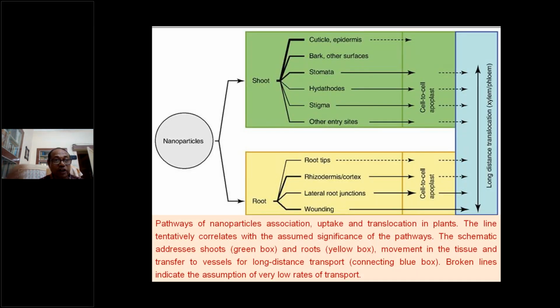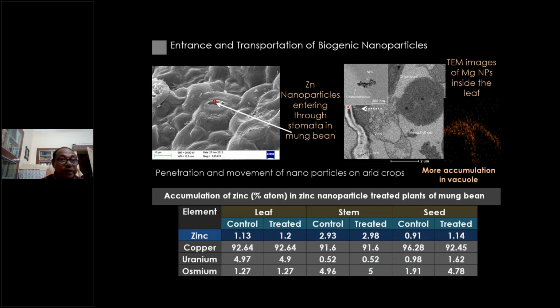When we are applying nanoparticles to plants, they can enter the plant through the cuticle, stomata, hydathodes, stigma, or other apertures, or from the roots also: root tips, rhizodermis, lateral root junctions, or wounding. You can see how it is entering here. The nanoparticle is entering through the cuticle or the stomata. After entering, you can see it here.